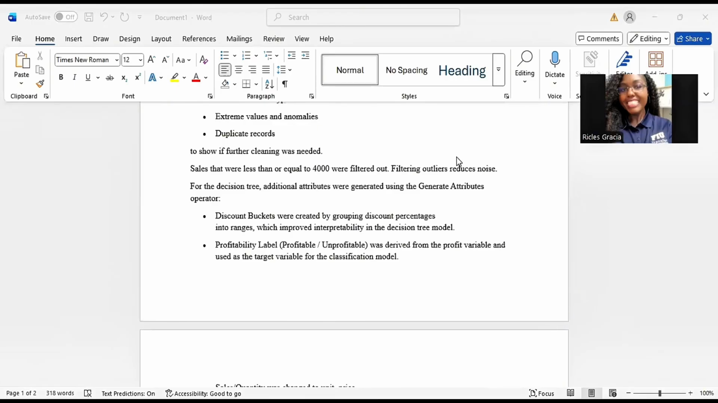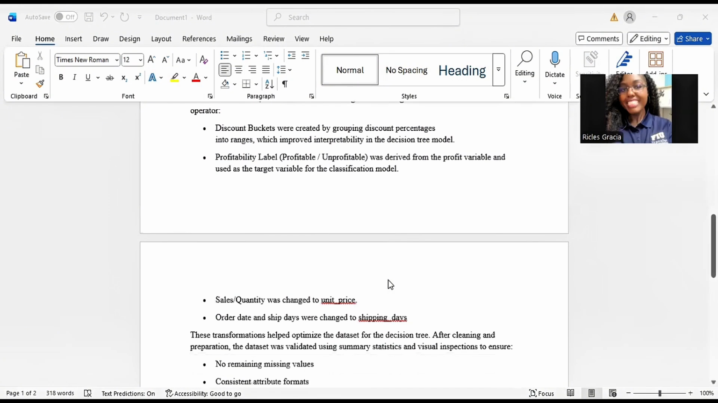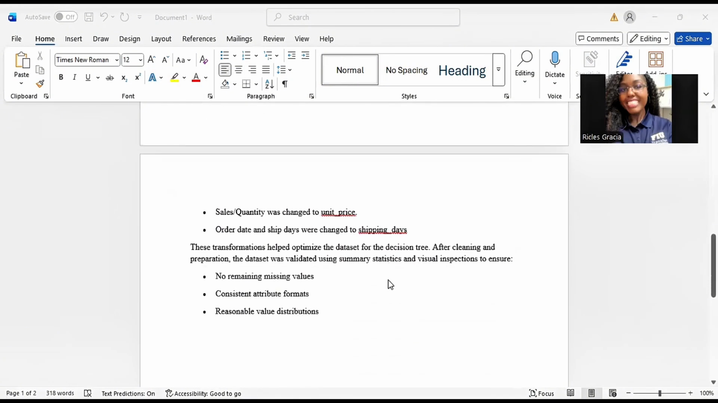For the decision tree, additional attributes were generated using the generate attributes operator. So discount buckets were created by grouping discount percentages into ranges, which improved interpretability in the decision tree model. A profitability label, so profitable or unprofitable, was derived from the profit variable and used as the target variable for the classification model. Sales quantity was changed to unit price, order date and ship dates were changed to shipping days. These transformations helped optimize the data set for the decision tree.